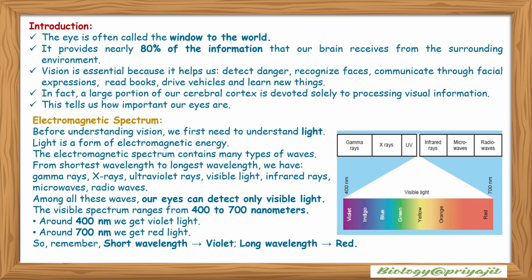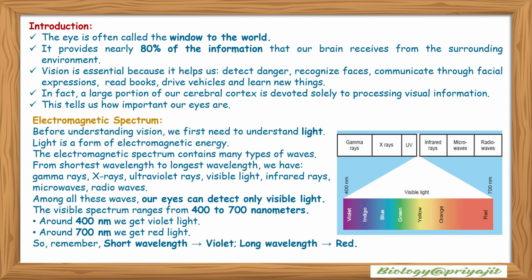Let's begin. Introduction. The eye is often called the window to the world. It provides nearly 80% of the information that our brain receives from the surrounding environment. Vision is essential because it helps us to detect danger, recognize faces, communicate through facial expressions, read books, drive vehicles and learn new things. In fact, a large portion of our cerebral cortex is devoted solely to processing visual information. This tells us how important our eyes are.